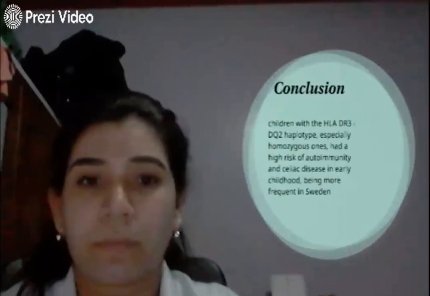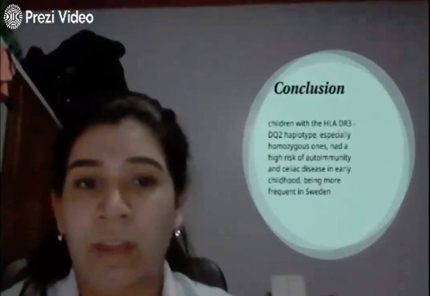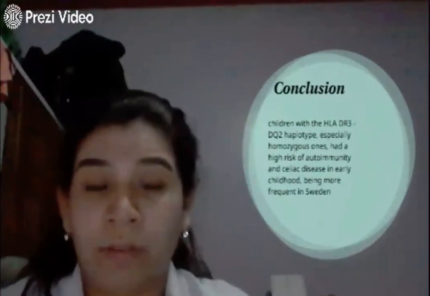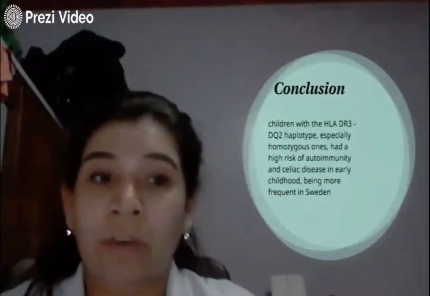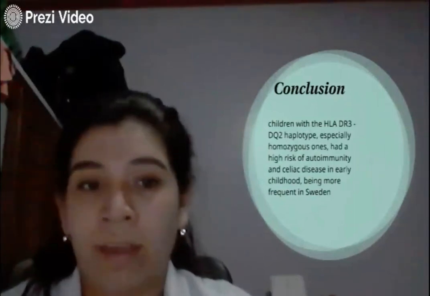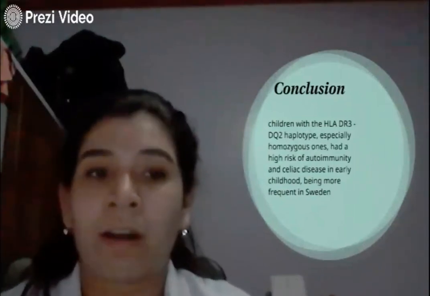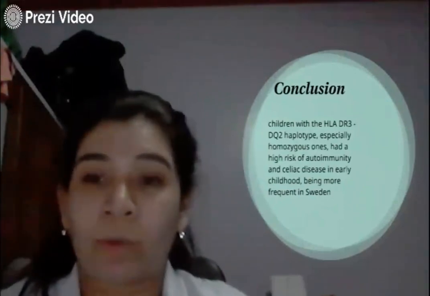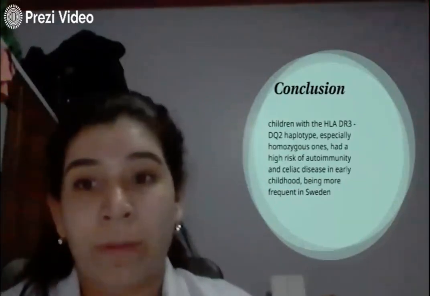Conclusions. Children with the HLA-DR3 DQ2 haplotype, especially homozygous ones, have a high risk of autoimmunity and celiac disease in early childhood, being more frequent in Sweden. Thank you very much.